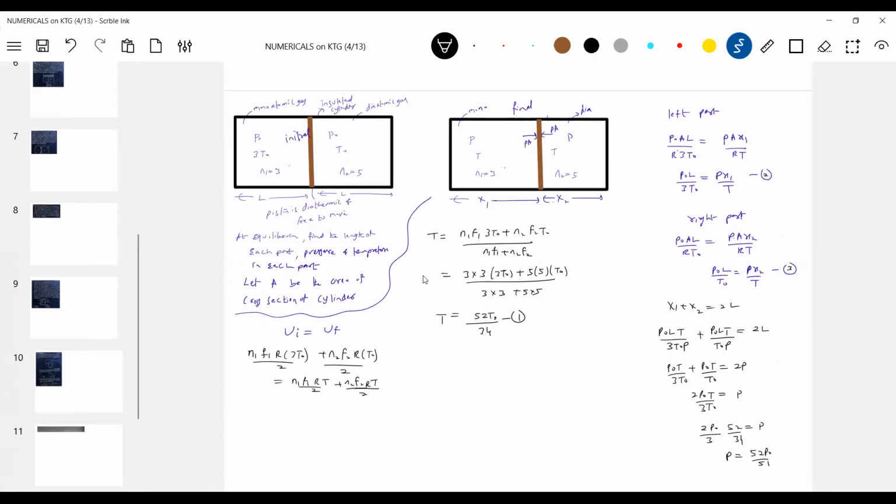Now we can calculate x1, x2. Substitute the value of P here, you'll get x1 and x2. Now let's come to this one. What happened? The RMS speed of the monatomic gas molecule decreased, the reason being temperature decreased. Diatomic gas molecule, what happened? Its RMS speed has increased, no? Because 52 by T naught is greater than T naught. So temperature in the right part increases, temperature in the left part decreases. What happened to pressure in both the parts? Pressure in both the parts increased.